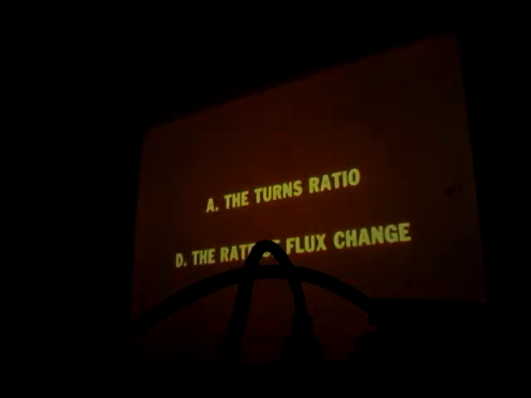The correct answers are A and D. The amount of voltage induced by the collapse of a magnetic field is determined by the turns ratio of the two windings and the rate of flux change.